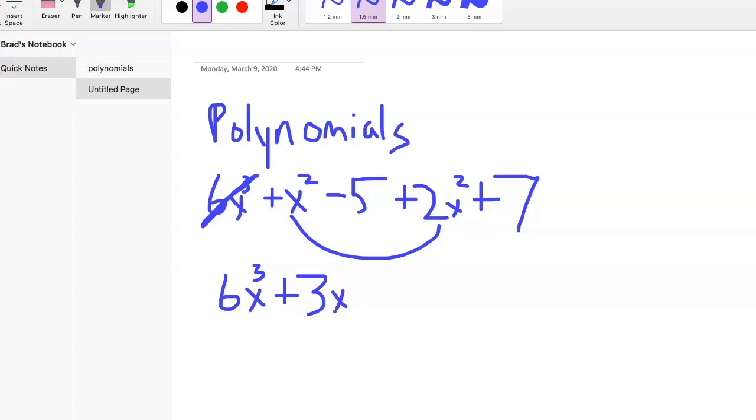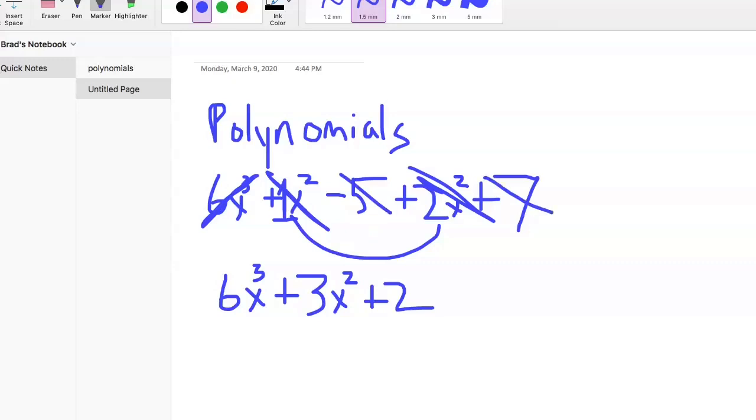Just added the 1 and the 2. Again, this 1x squared and x squared are really the same thing. Okay, so bye-bye. And now we just have negative 5 plus 7, which is 2. Okay, so we have 6x to the third plus 3x squared, cross these guys out of here, plus 2.